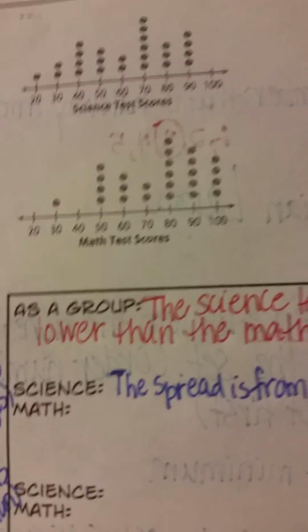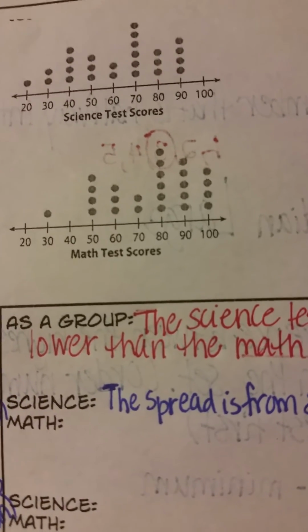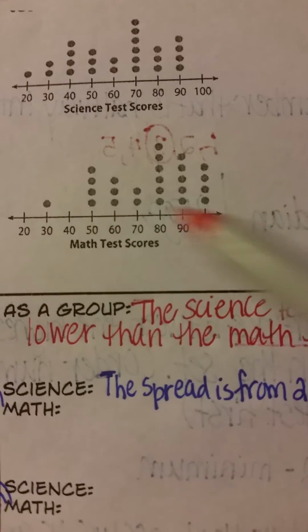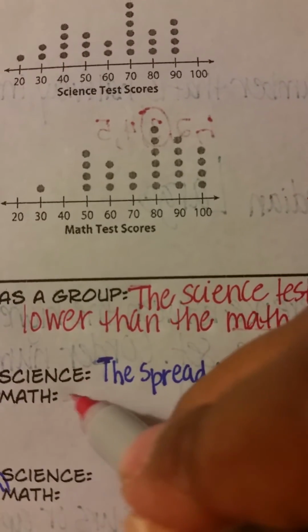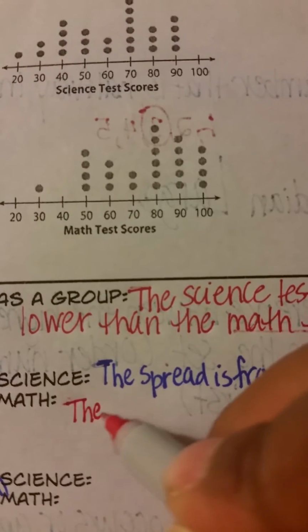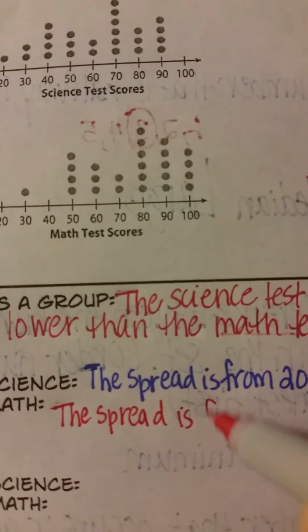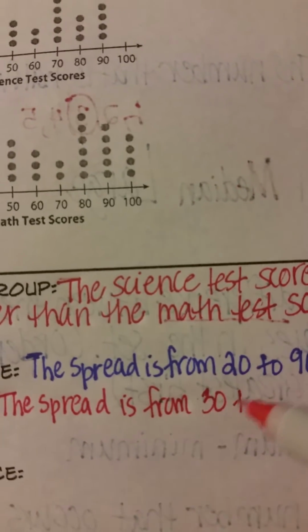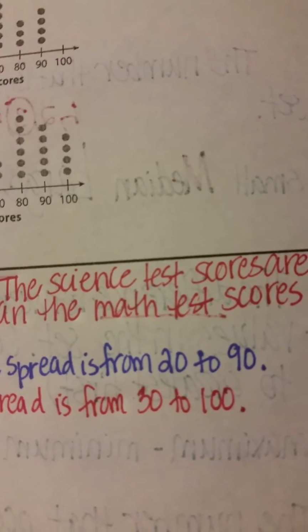So now, let's look at the math test. Let's see how spread out they are. So the spread on the math test is from 30 to 100. I'm going to write that. The spread is from 30 to 100.